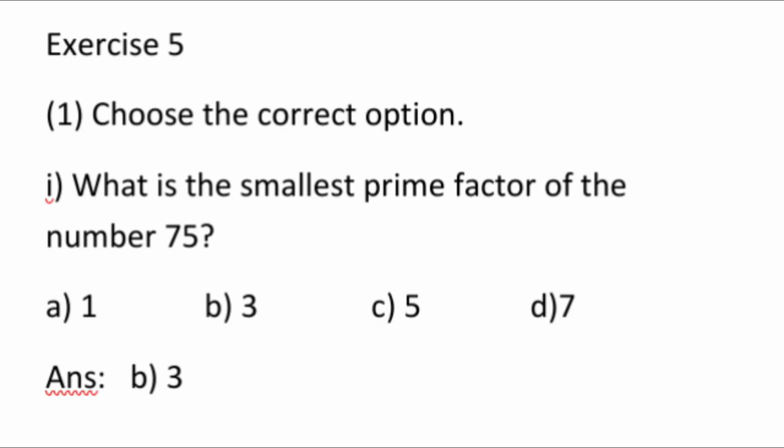The first question, choose the correct option. First one, what is the smallest prime factor of the number 75? As 75 can be divided by 5, but other than 5, 3 also can divide 75, as 25 3s are 75. Hence the option is B, 3.